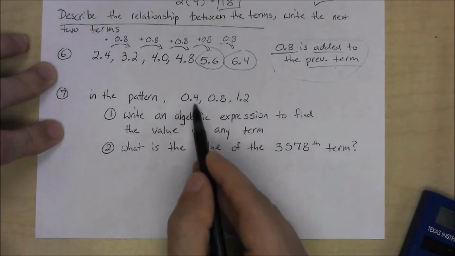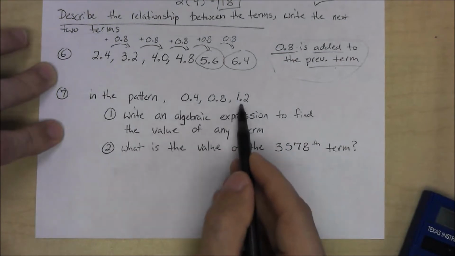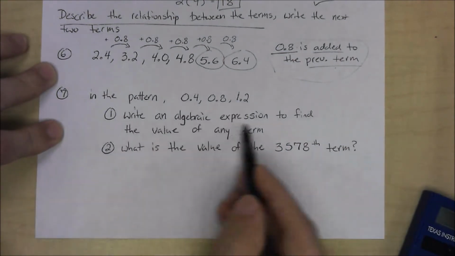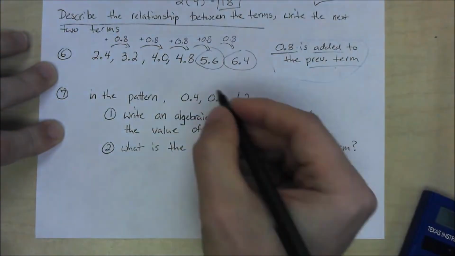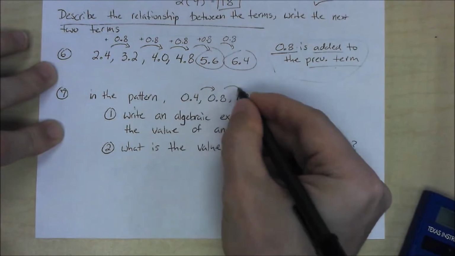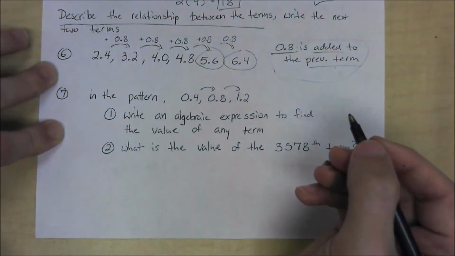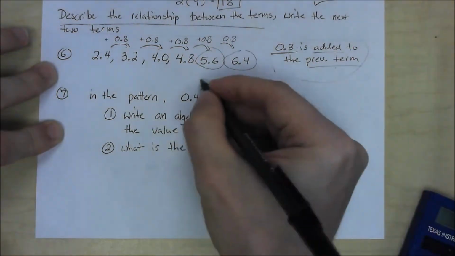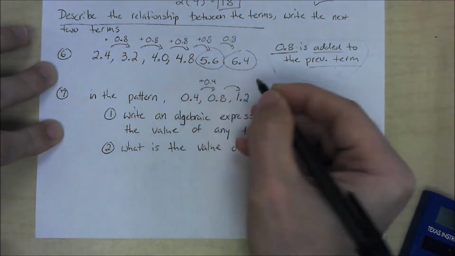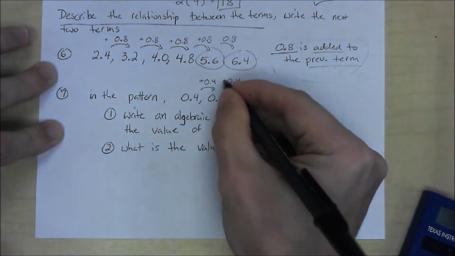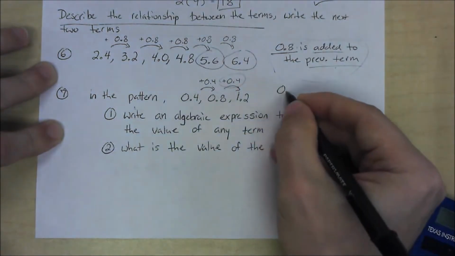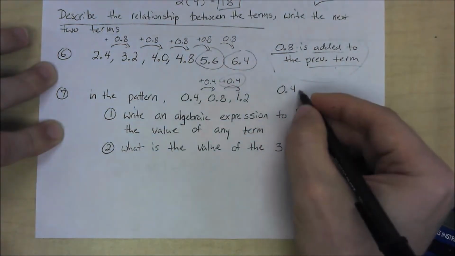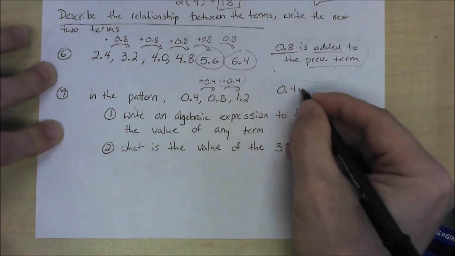Now for number 7, they give us a pattern: 0.4, 0.8, and 1.2. Number 1 says, write the algebraic expression to find the value of any term. Well, in order to do that, you're going to look and see what this is increasing by in this arithmetic sequence. So this is going up by 0.4 each time. So what you do is you take the amount it's increasing by and you put it with a letter. I'll put W.